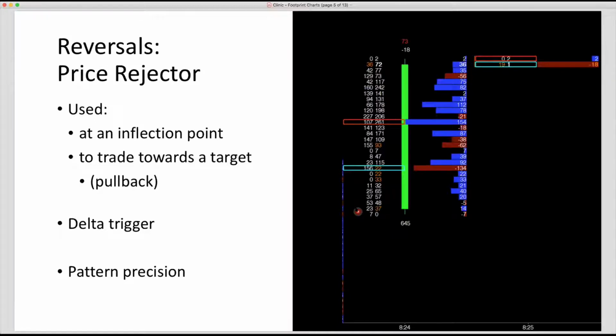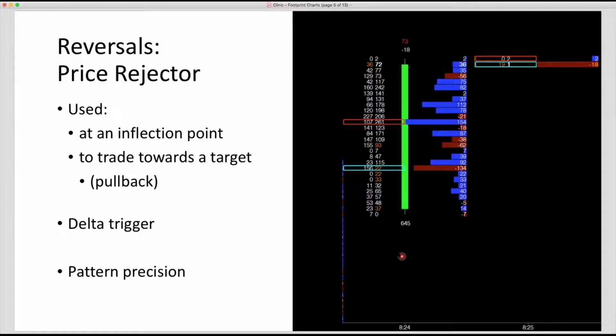And it's also important to consider the behavior of delta. So in its basic form, this price rejector pattern is a sign of reversal, but I do consider it more at an inflection point, or if I have established a target somewhere down here, then I'm looking for this as an opportunity to get in short to go back down here.